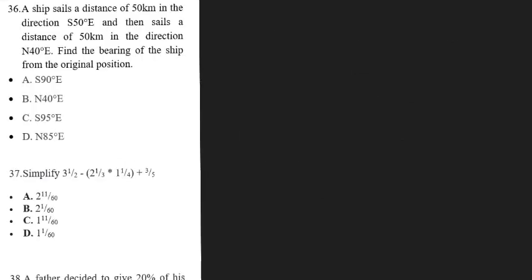All right. Question 36 says a ship sails a distance of 50 kilometers in a direction of 50 degrees southeast. This is two-figure bearing, and then sails a distance of 50 kilometers in the direction of 40 degrees northeast. Find the bearing of the ship from the original point, or original position. So let's give it a try. Let's do it here. We have this diagram. Let's do the compass. So this is north, this is south, this is west, and this is east.